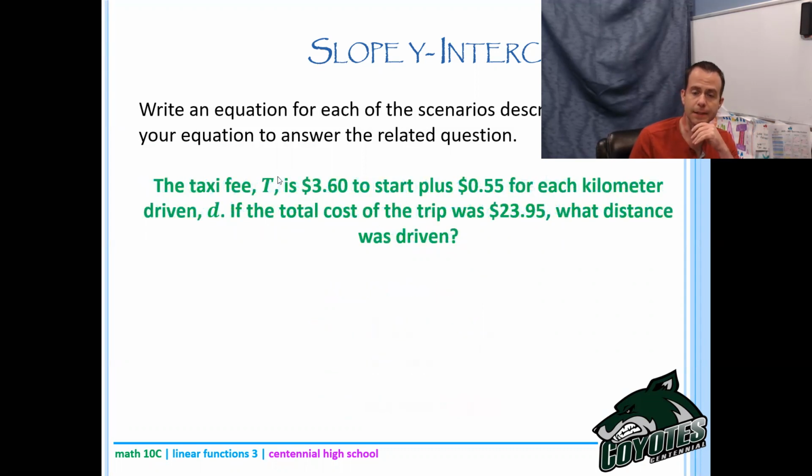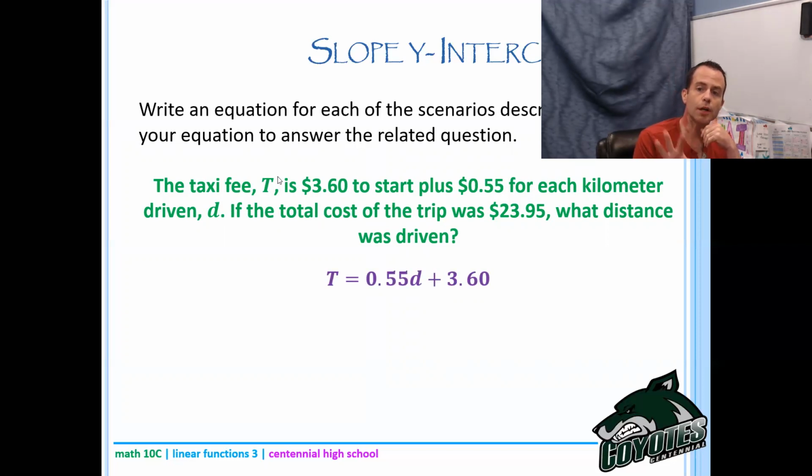The taxi fee, T, is $3.60 to start, plus 55 cents for each kilometer driven, D. Okay, so my cost of nothing is $3.60. That's my B value here. The B value, the y-intercept, is the cost for nothing. So I'll be T equals, and then 0.55 D, make sure you use the letters that you were given. That's an important thing, okay? Plus 3.60. So T equals 0.55 D plus 3.60.